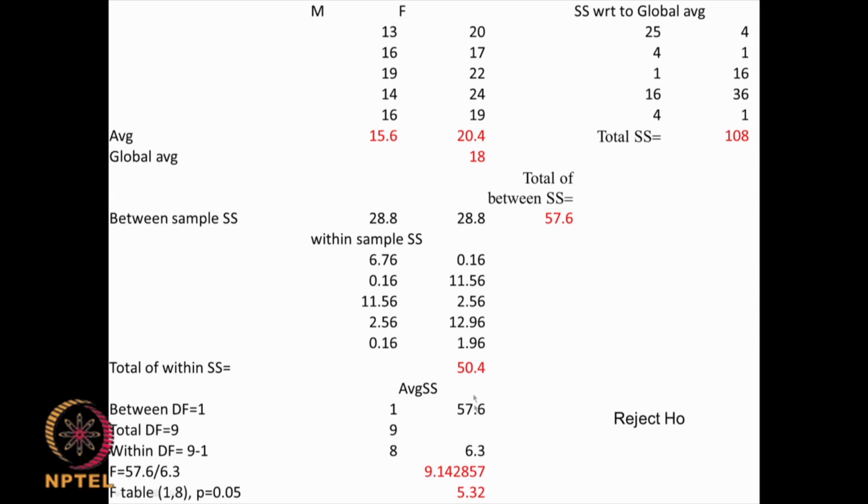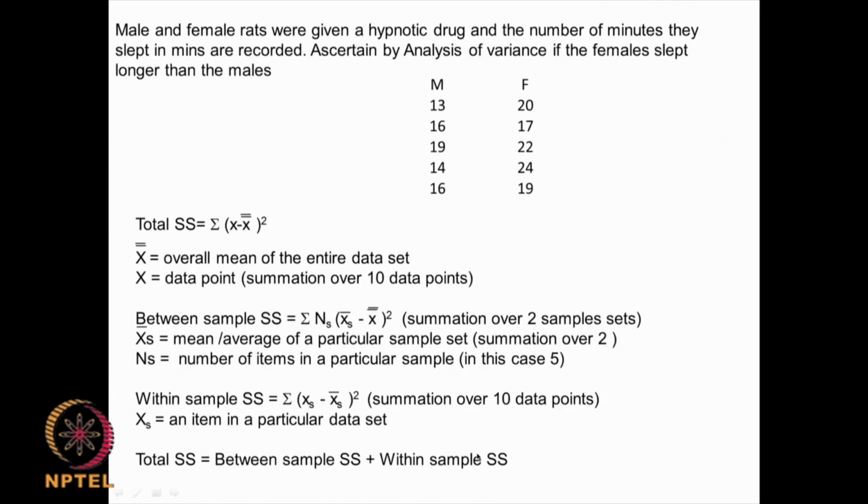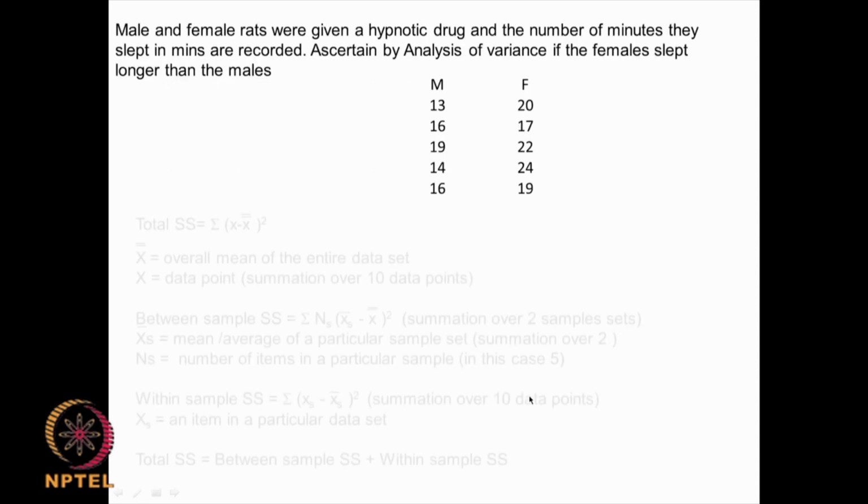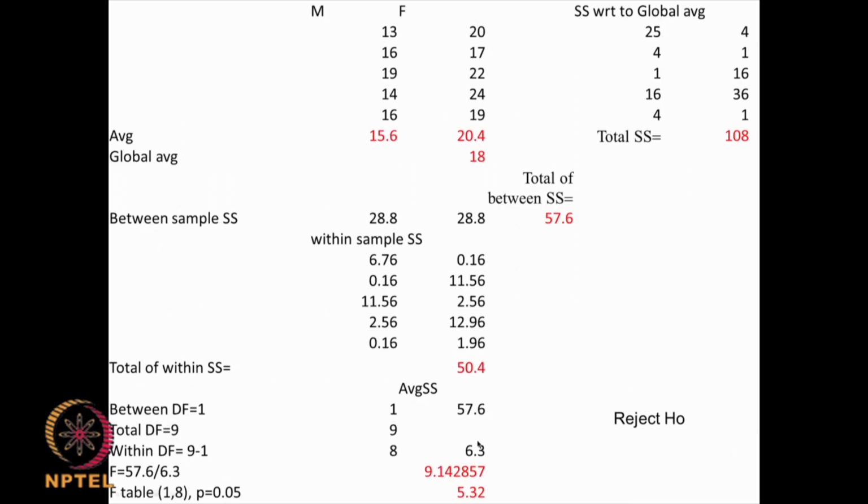So we have between, we have within, and as I told you, within is generally called error. Between is actually looking at two different data sets. So what do I do? Between divided by the error, 57.6 divided by 6.3, I get 9.14.